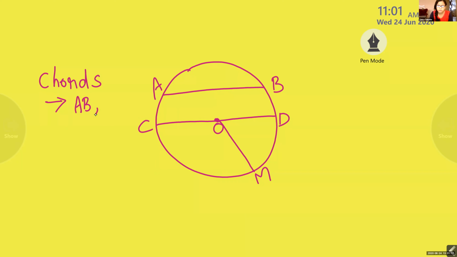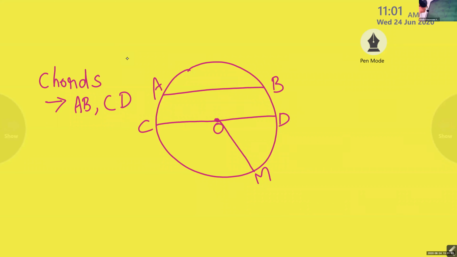Can you identify? CD. Very good, children. CD is also a chord. I will ask one by one. Children, CD, you can see that is a diameter because it is passing through the center O, and it is the longest chord. So when you find the chords, the diameter is also a chord. So the chords are AB and CD.